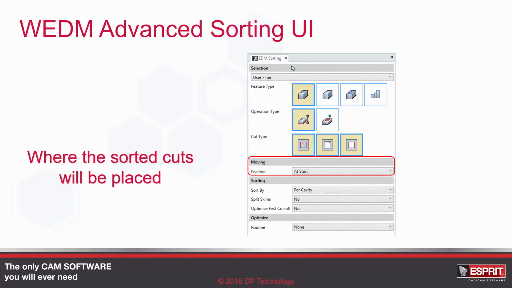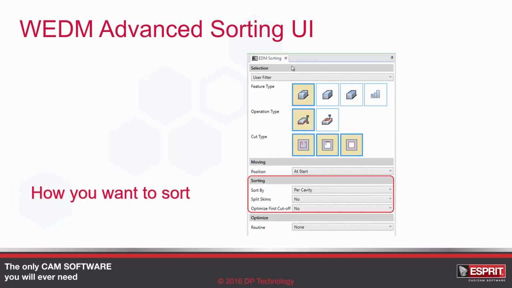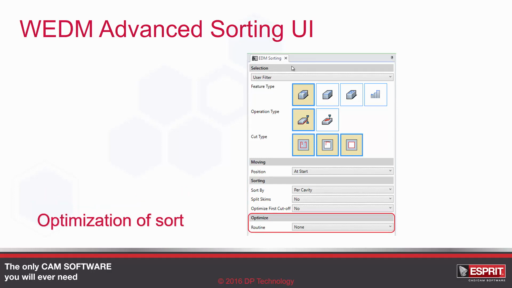The moving or the position area is basically where are the sorted cuts going to be placed. Of course, the sorting area, as the name implies, this is going to be how do you want to sort. You can see a lot of the same settings as we had previously. And of course, the optimization. How do we want to optimize the sort?